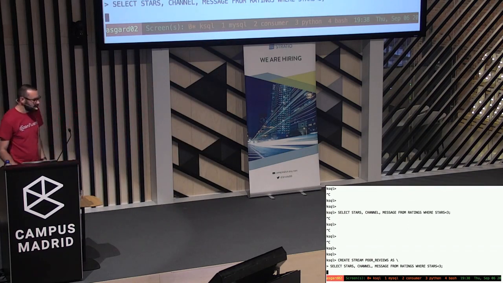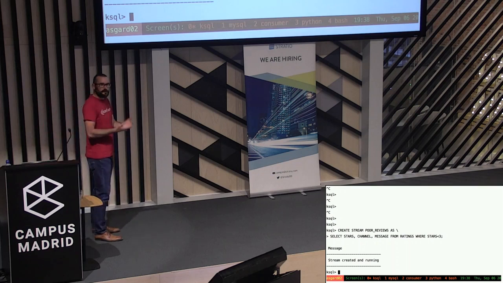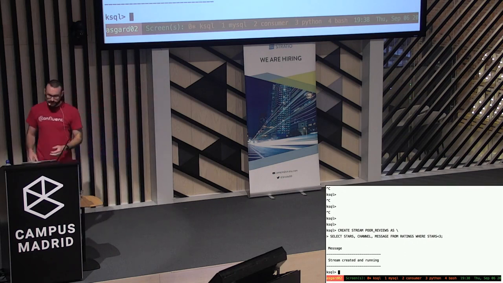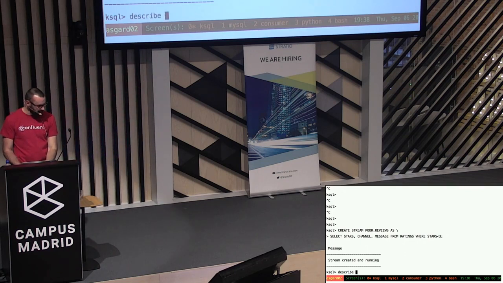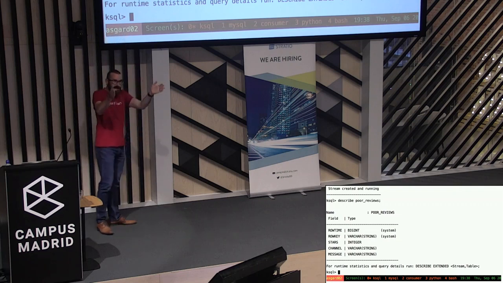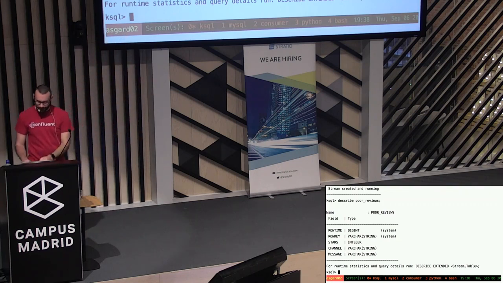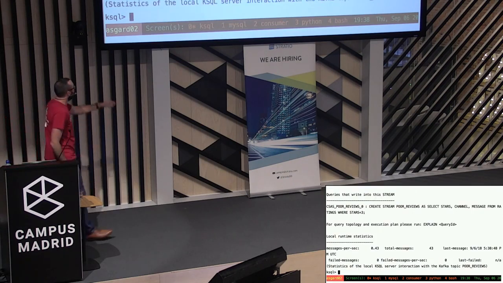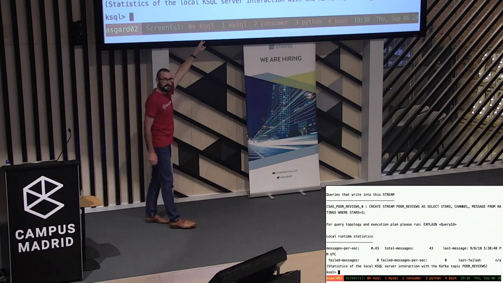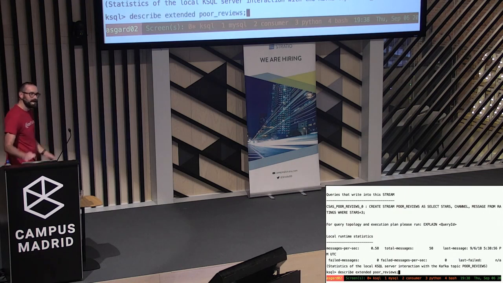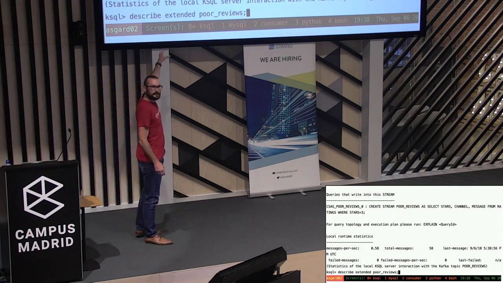So I run that, and I don't get any output coming back. Where's my output? Well, it's created the stream, and it's running. I've written my first application. Let's go and have a look at it. Describe per reviews. Okay, there's my 3 columns from my select, plus a couple of system columns. Let's have another look at it. Describe extended. Here's my runtime stats. How many messages have I processed? Okay, let's run it again. I've processed 54, 56. It's an application with metrics.